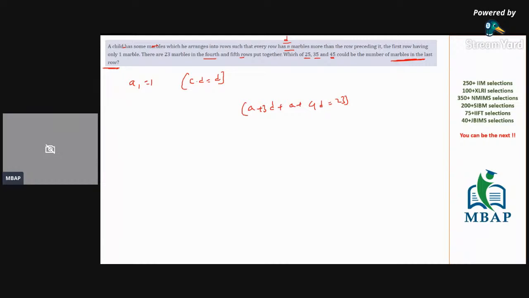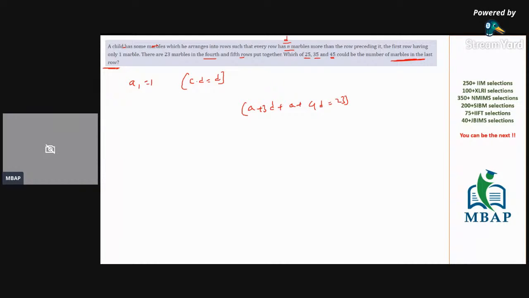A child has some marbles which he has to arrange into rows such that each row has D marbles more than the preceding row. The first row has only one marble. There are 23 marbles in the fourth and the fifth row together. Which of 25, 35 and 45 could be the number of marbles in the last row is the question.